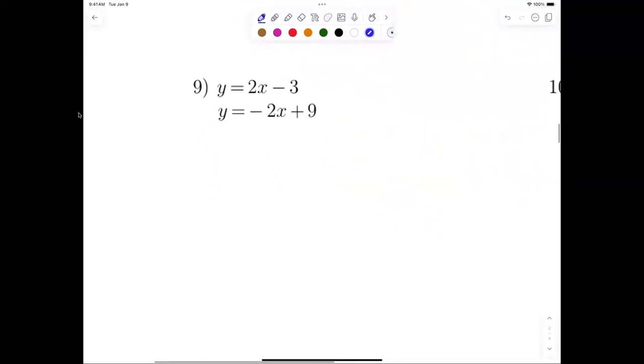Number 9. Again, I always used to like to highlight what something is equal to. What does y equal? So I'm going to dump that 2x minus 3 in for that y right there. So here we go. 2x minus 3 equals negative 2x plus 9.